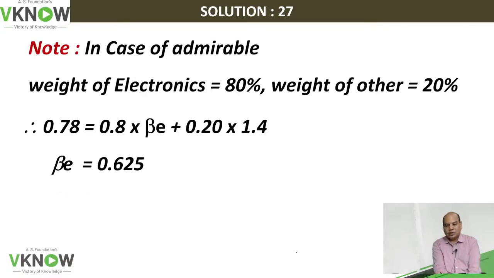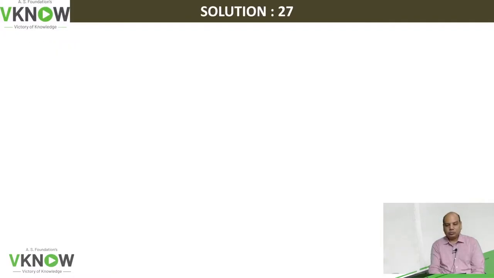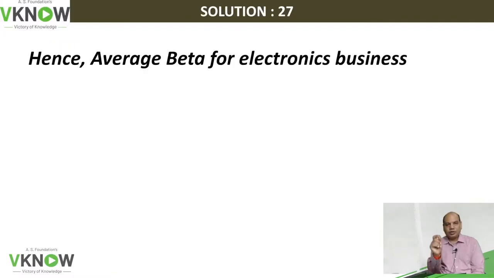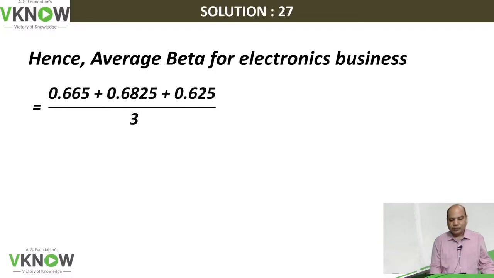I got the answer from PV Divya, 0.625. Very good. Amazing. Some of you are really dedicated students. 0.625. Hence the average beta for electronics business.